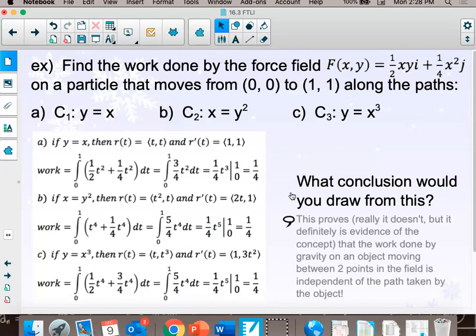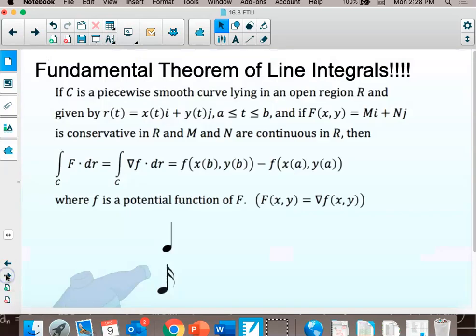So what ends up happening, it really doesn't prove anything. It's just evidence. But it is true that the work done to get from point A to point B through a vector field is exactly the same no matter how you get there. You could spin around 26 times, land at the same point, and you're still going to have the same work done as if you went straight there in a line. So that's the guiding principle for the fundamental theorem of line integrals.